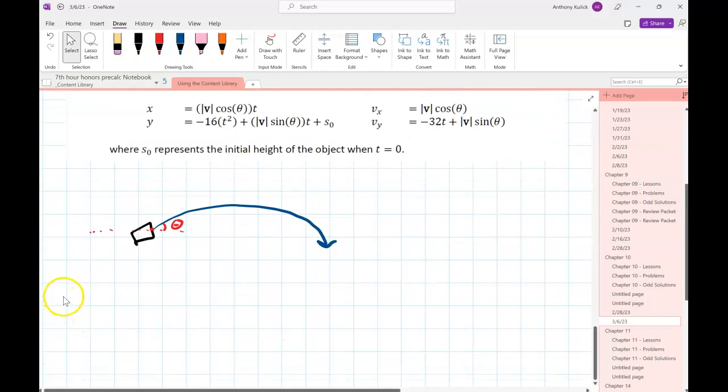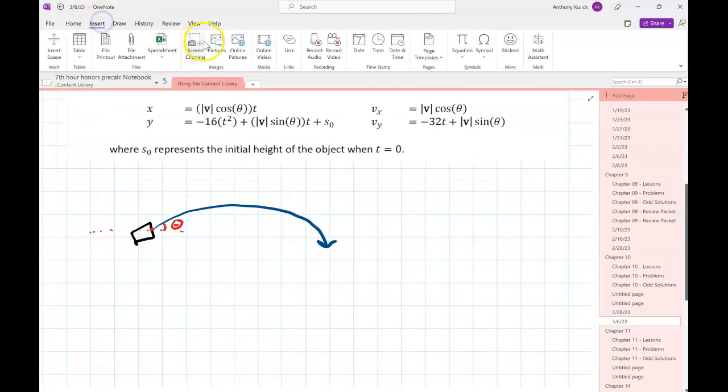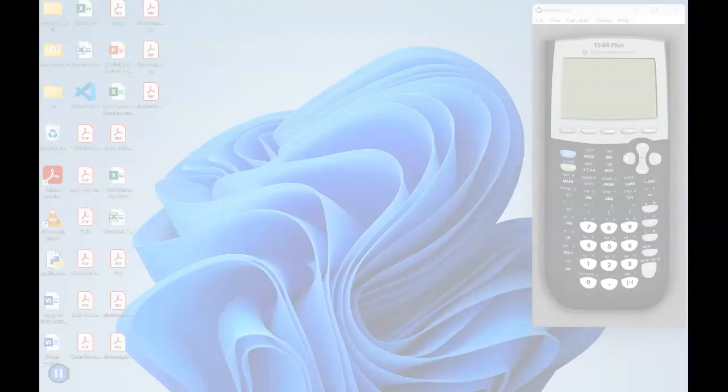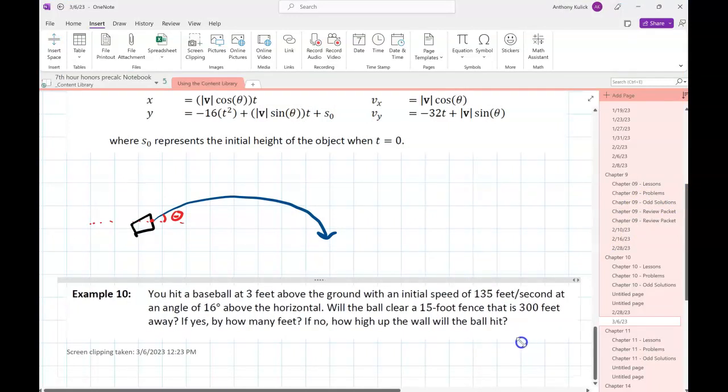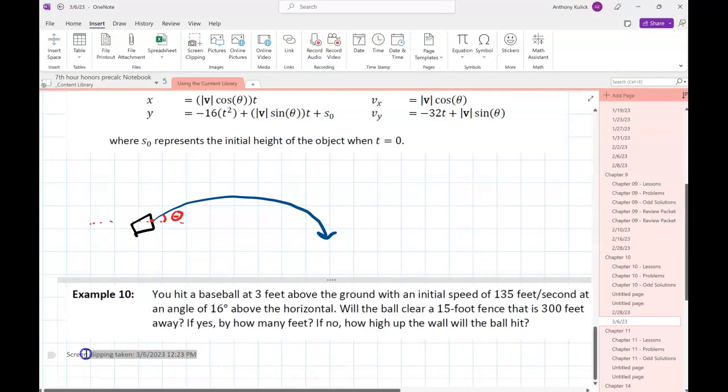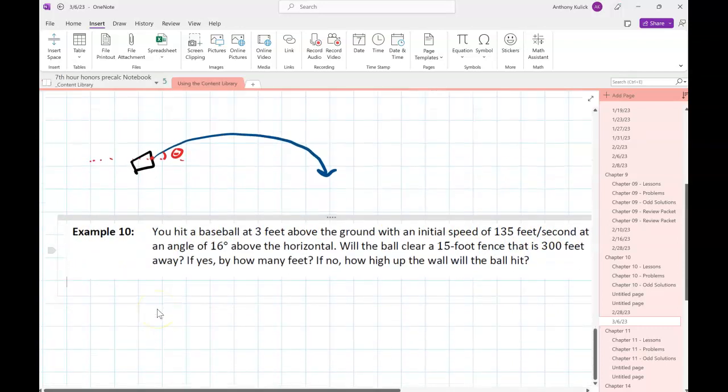All right, let's do some examples now. If you're on the baseball team or softball team, these will be really helpful to your game. All right, so you hit a baseball 3 feet above the ground with an initial speed of 135 feet per second at an angle of 16 degrees above the horizontal. Will the ball clear a 15-foot fence that is 300 feet away? If yes, by how many feet? If no, how high up the wall will the ball hit?